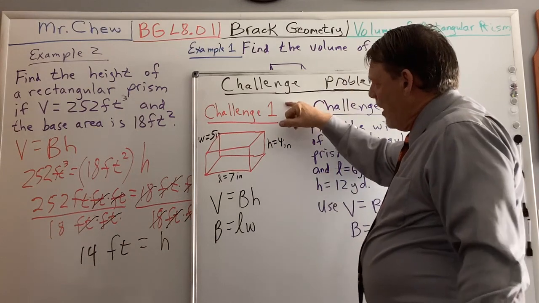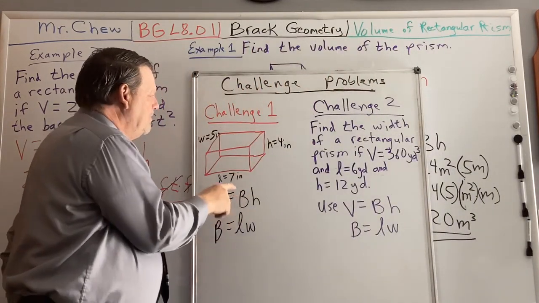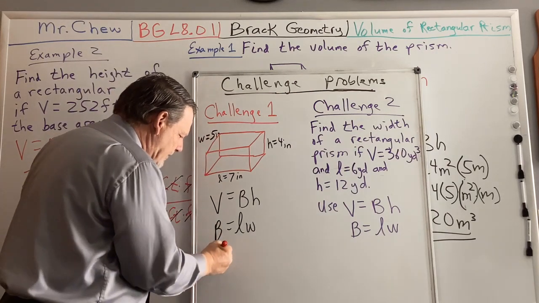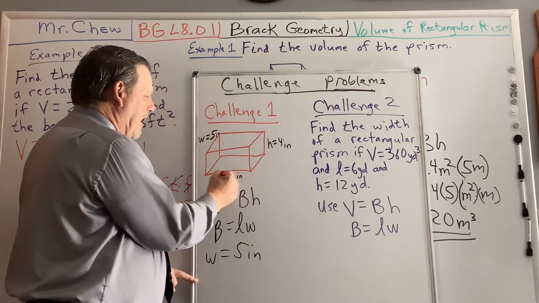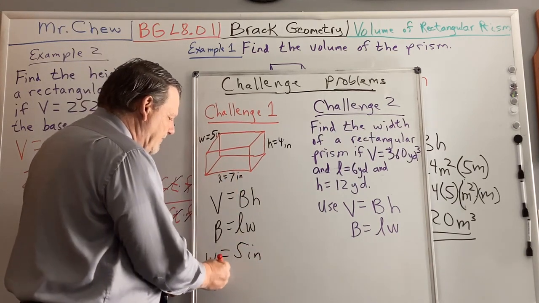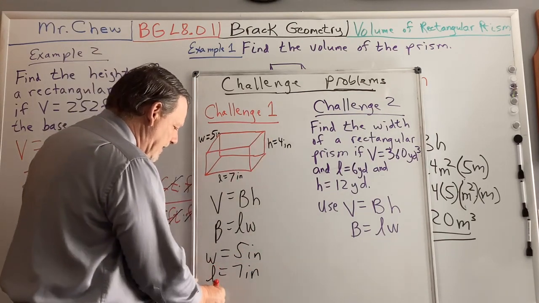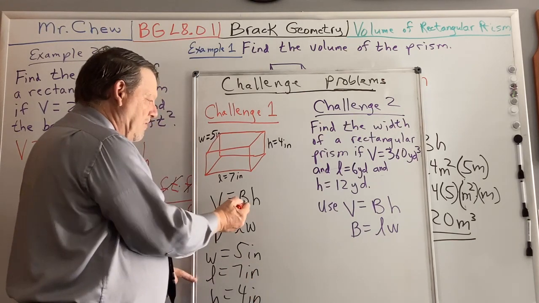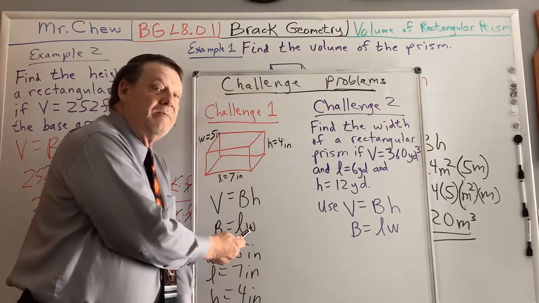Challenge problem 1. You have a rectangular prism with a width of 5 inches. So I'll put all these down here so you can see them well. It's got a length of 7 inches. And it's got a height of 4 inches. Find the volume by using the base area times height formula. And remember, base area is length times width.